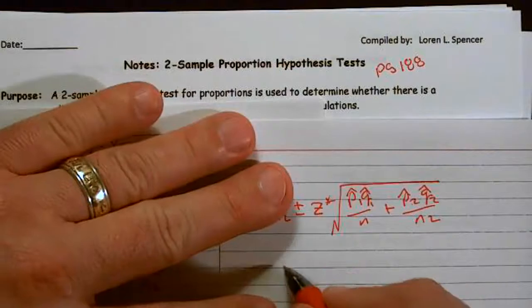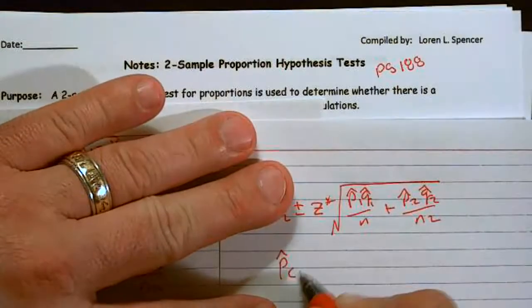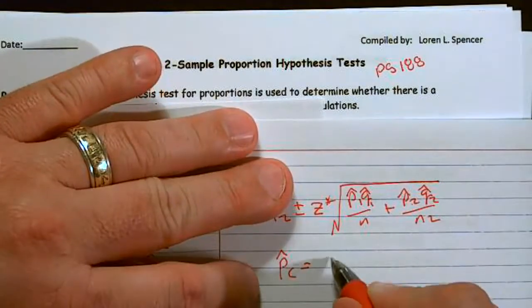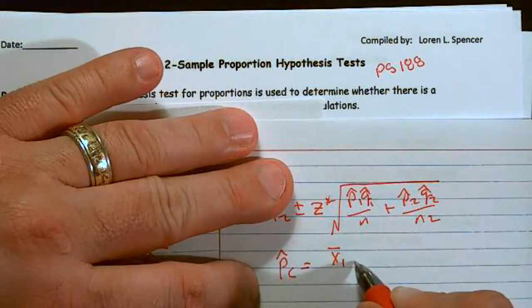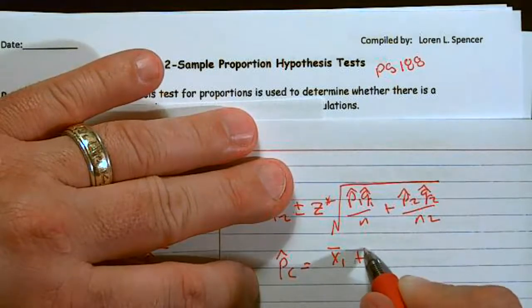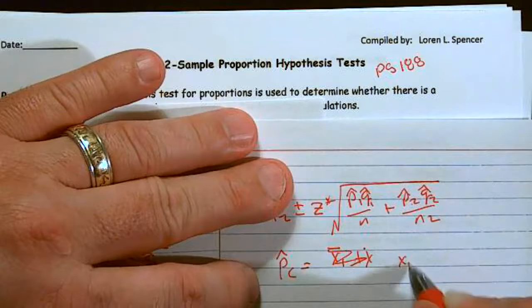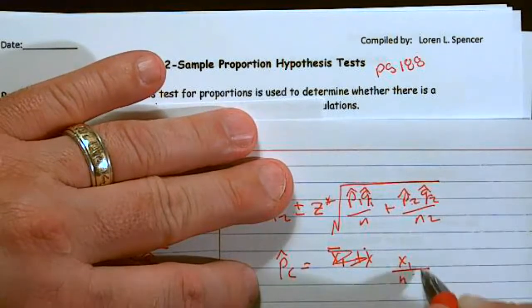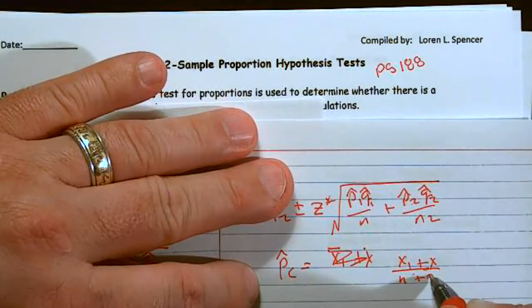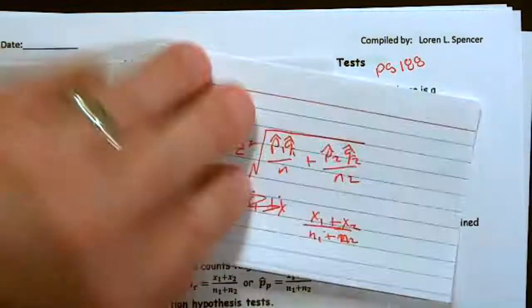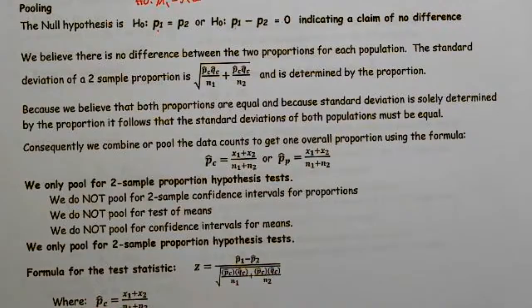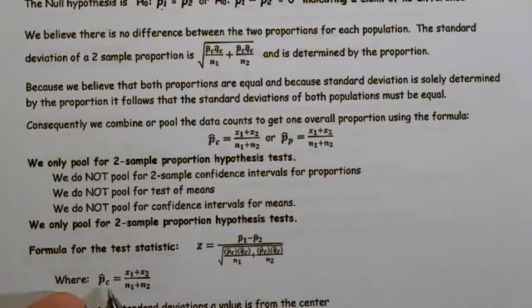And the little formula is p hat combined equals x1 plus x2, excuse me, these should not have a bar, over n1 plus n2. And that's written better right here. All right. Please note, we're not adding fractions, we're just combining. And by the way, the C stands for combining.